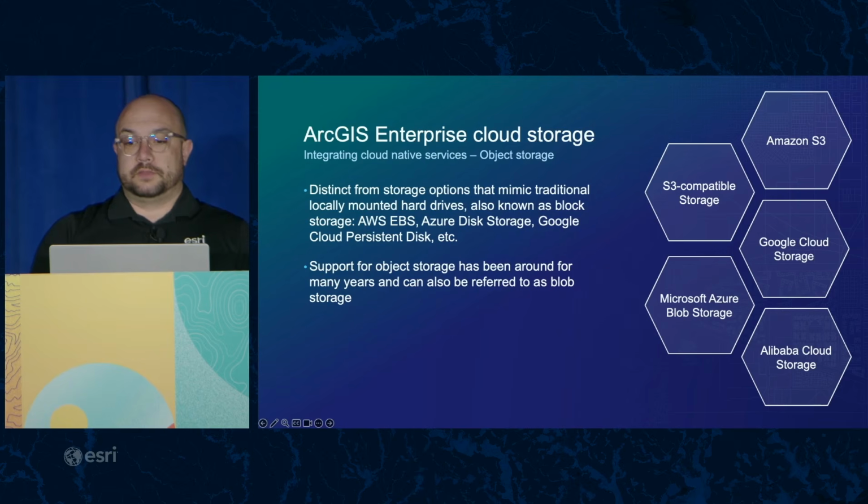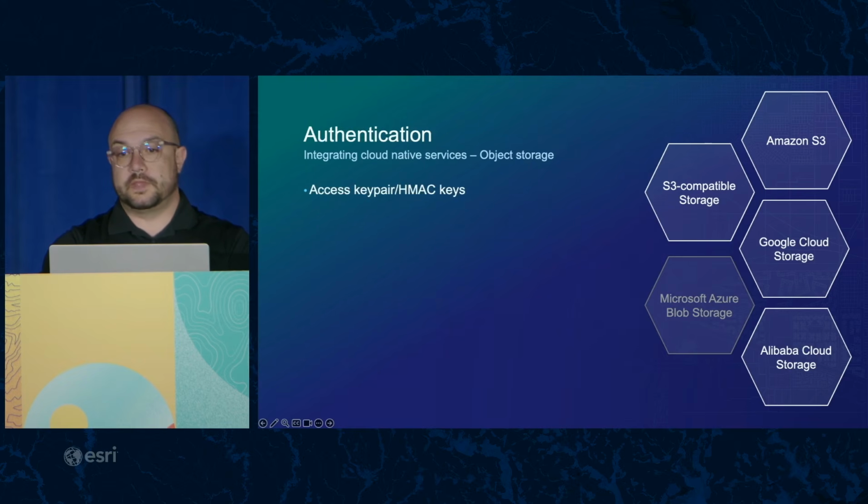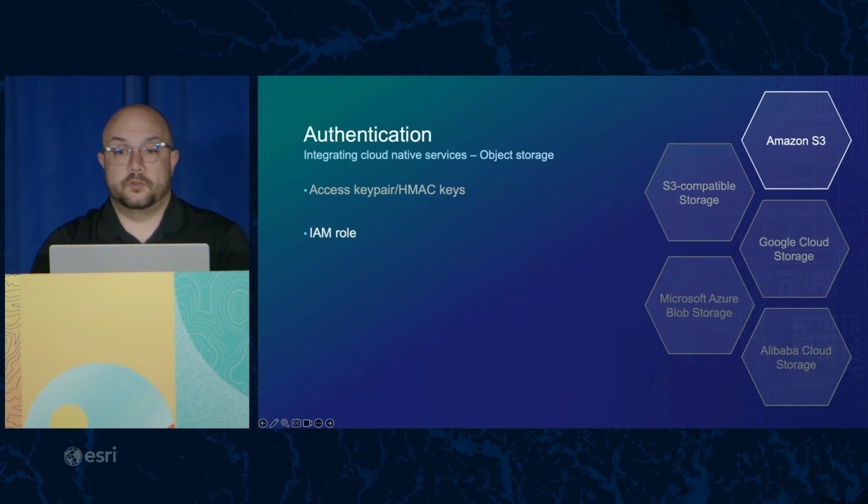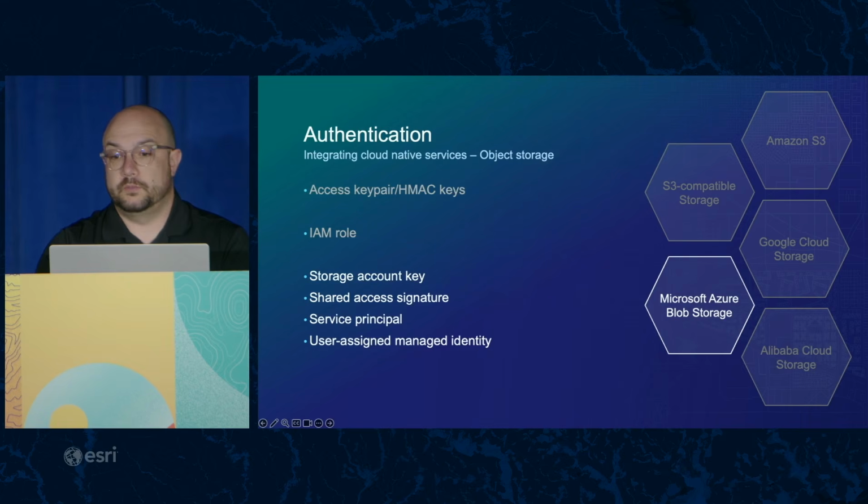Now, in terms of how we're able to connect to these object stores, we support a lot of different authentication schemes for each provider. In the case of AWS, Google Cloud Storage, and Alibaba, those are access key pairs or HMAC keys. In AWS, we support IAM roles. And most recently, we've added support for more modern authentication schemes in Azure Storage, such as shared access signature, service principal, and user-assigned managed identity, in addition to the storage account key method we've always supported.